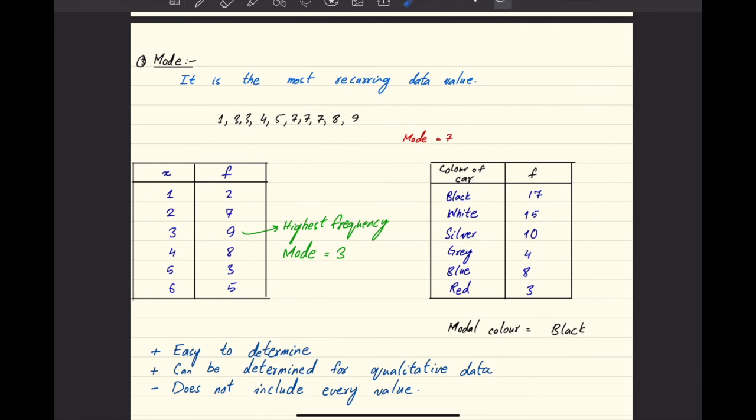The advantage of the mode is that, first of all, you can calculate or determine it quite easily. The second thing is that the modal value can also be determined for qualitative data. You can't calculate median for qualitative data because you cannot arrange it. You can't calculate mean for qualitative data because you can't add it. But you can calculate mode for qualitative data because you can just directly see which quality has the highest frequency. So you can easily determine it. The disadvantage again for mode is that it does not exist for every single data set.